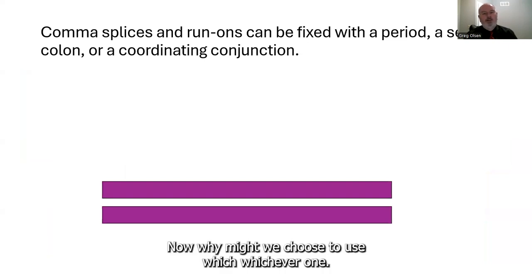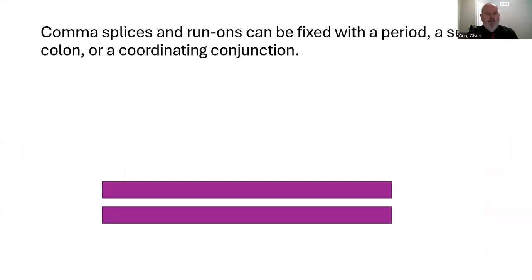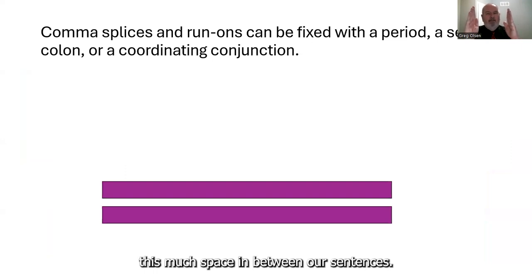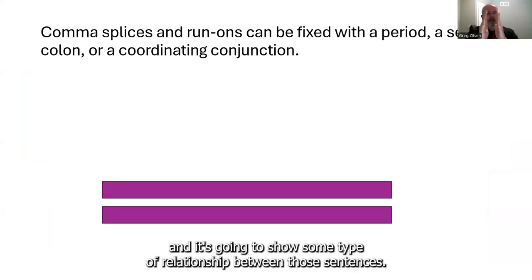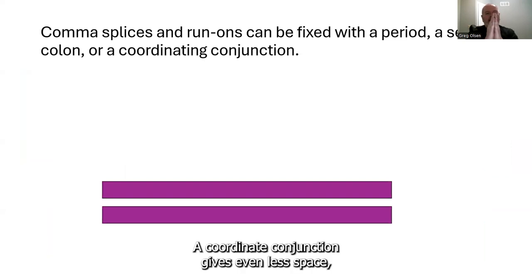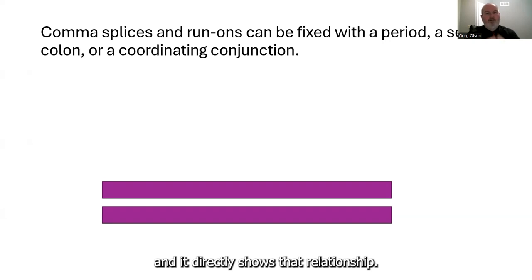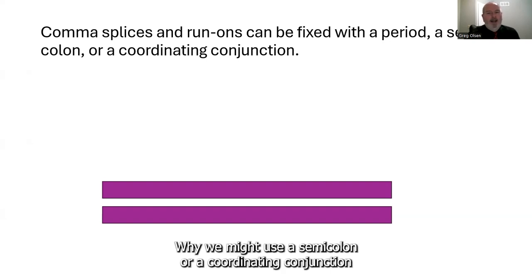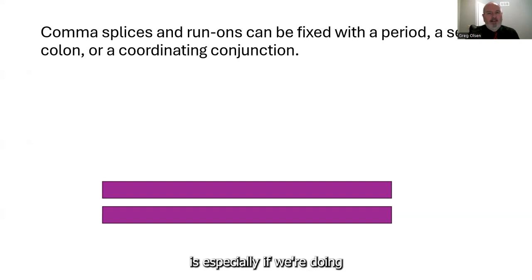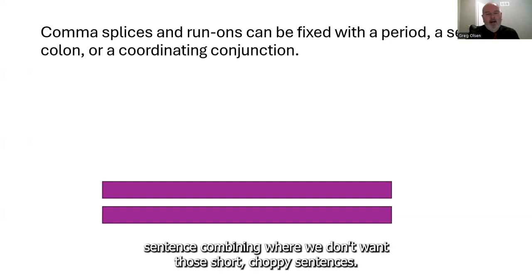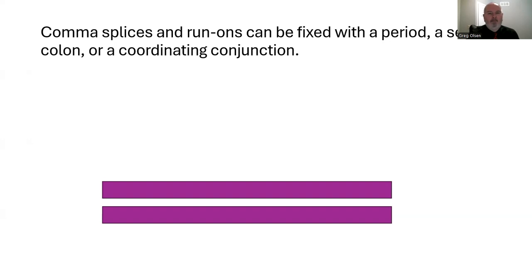Now, why might we choose to use whichever one? Think of a period as giving this much space in between our sentences. A semicolon is going to give less space, and it's going to show some type of relationship between those sentences. A coordinating conjunction gives even less space, and it directly shows that relationship. Why we might use a semicolon or a coordinating conjunction is especially if we're doing sentence combining, where we don't want those short, choppy sentences. So we'll end up using either a semicolon or a coordinating conjunction to combine them.